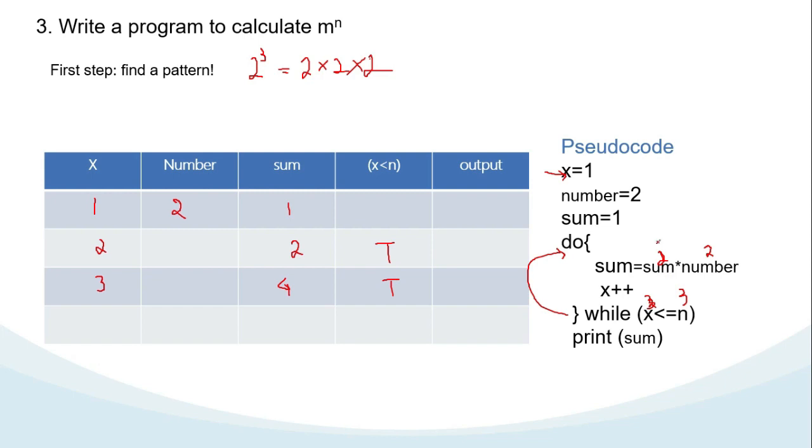Our sum now is 4. 4 times 2 is 8. Hold it under sum. And then again, we increase x. Our x now becomes 4. Is 4 less than or equal to 3? False. As soon as it's false, it will quit the looping. Quit the looping and read the next statement or code after the looping.